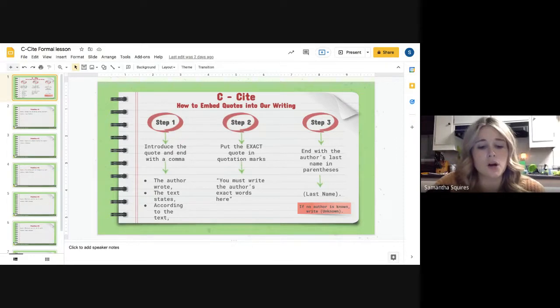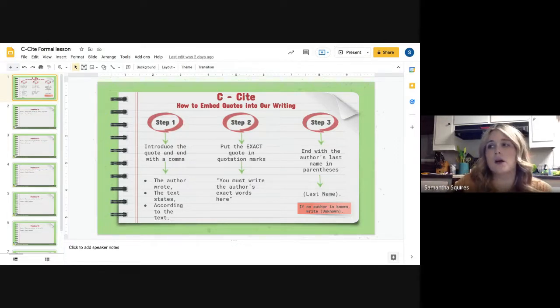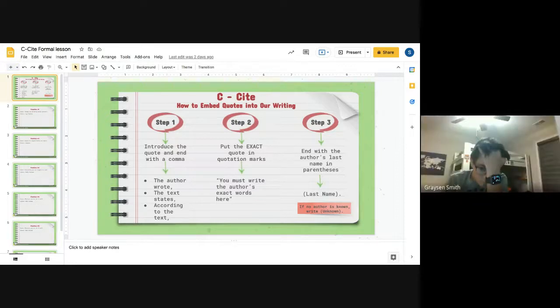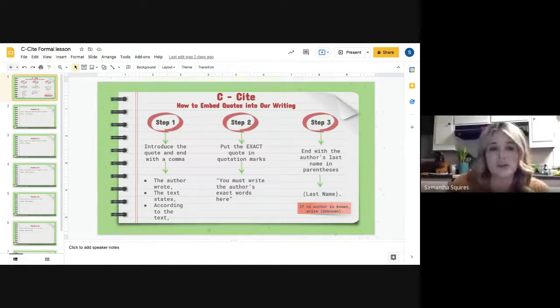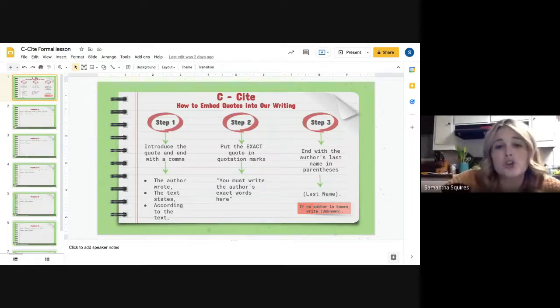So if we were reading a passage and we wanted to talk to somebody about something in the passage, you could say, for example, comma, and we can talk to them about something in the passage. So that's your step one. Step two, you're going to put it into quotes, and you have to use the exact thing that comes from the passage. You can't change up the words. You can't do any of that. It has to be the exact thing.